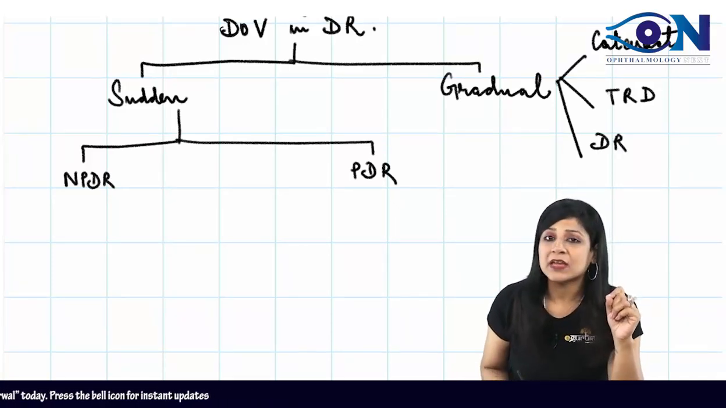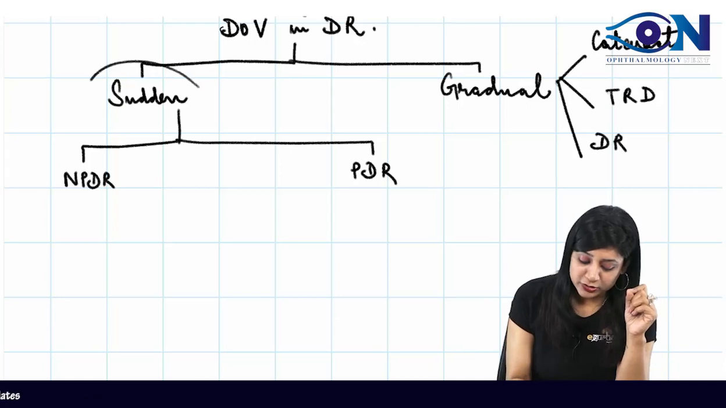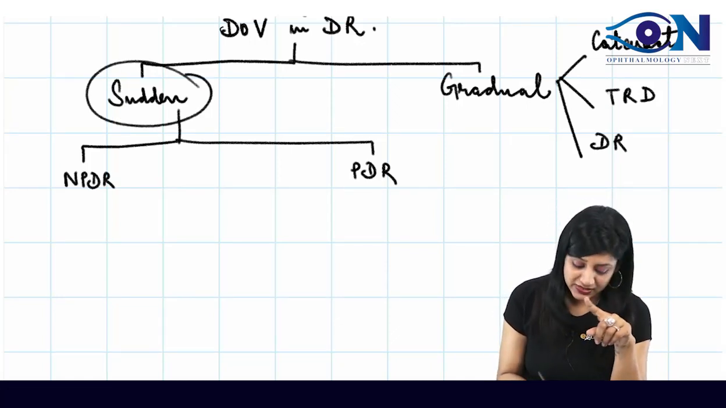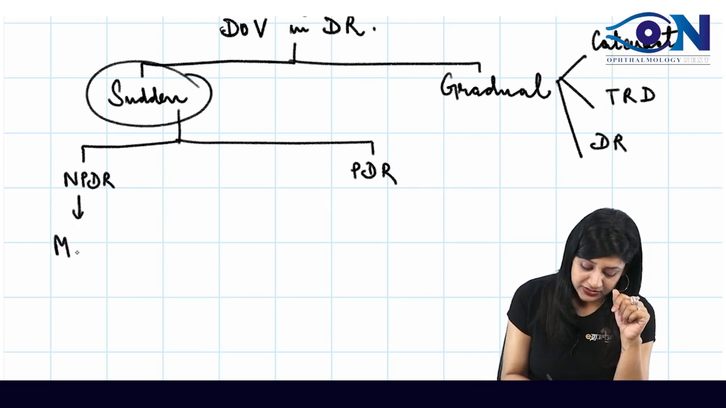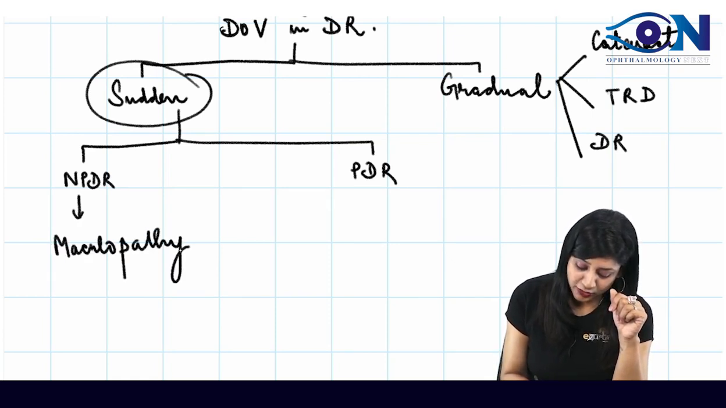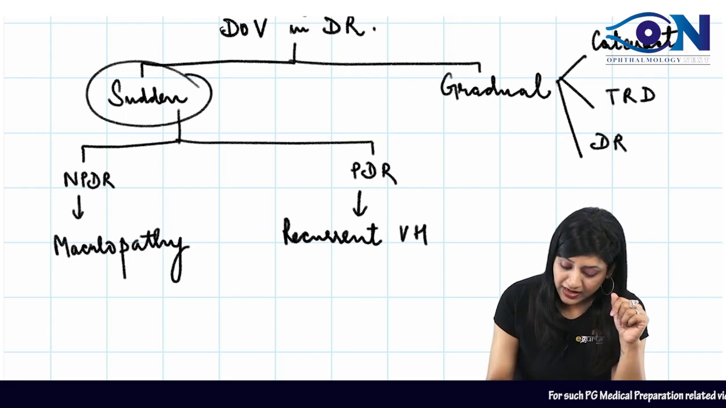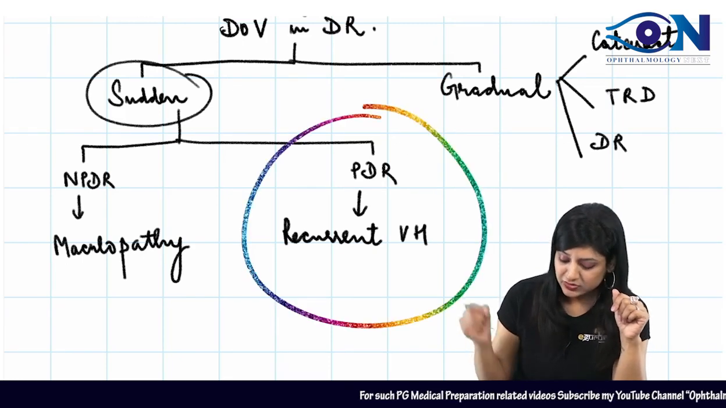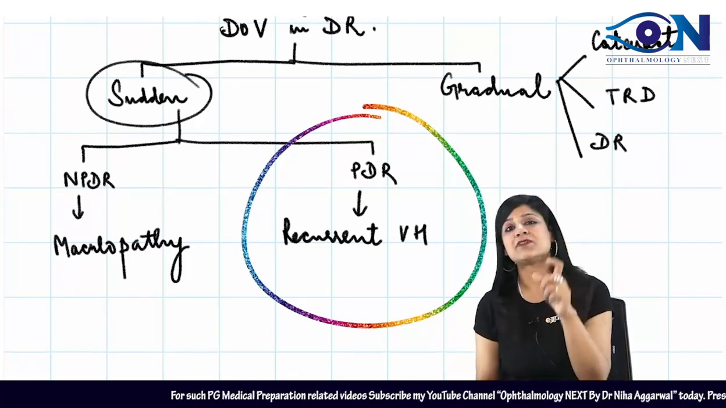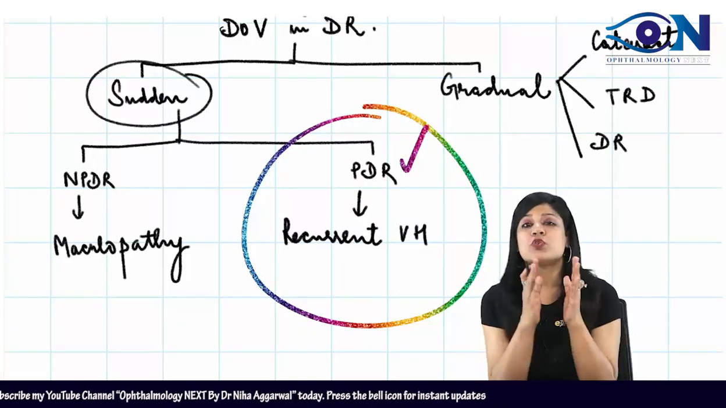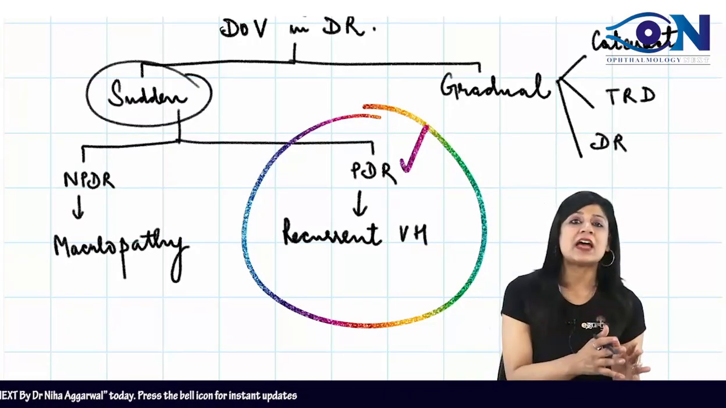Now, when I'm thinking about NPDR, what is the common cause of sudden painless loss of vision? Because what is given in the question is sudden painless. In NPDR it is maculopathy, while in cases of PDR, it is actually the recurrent vitreous hemorrhage. Now, they are saying that there is a vitreous hemorrhage. What is the most probable cause? The cause is PDR. So you have to look for the signs of PDR in the options.